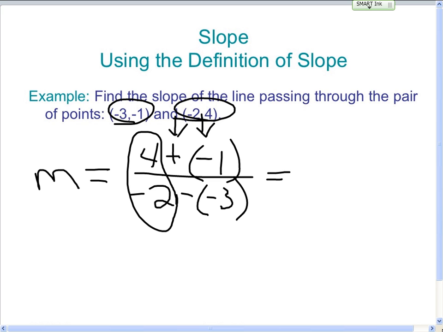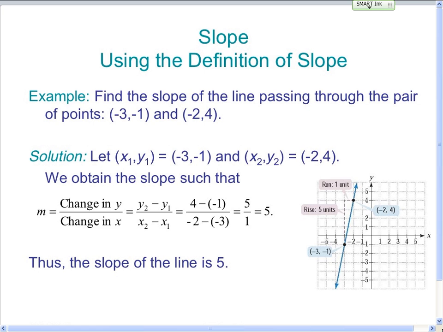Remember, when you're subtracting a negative, it's the same as adding a positive. On the top I have 4 plus 1, which is 5. On the bottom, negative 2 plus 3 is 1. You would simplify that and get a slope of 5. The other way to find the slope is to actually plot the points and do rise over run, so that will work as well.